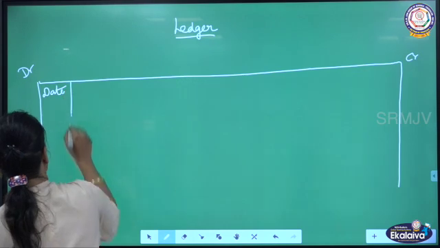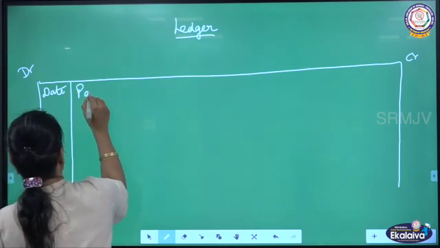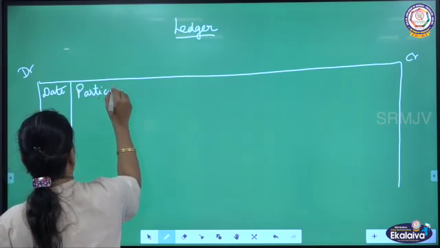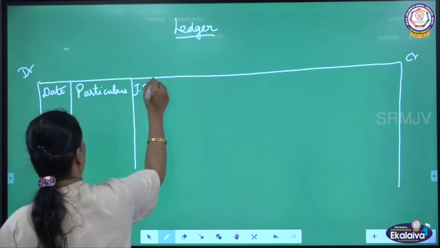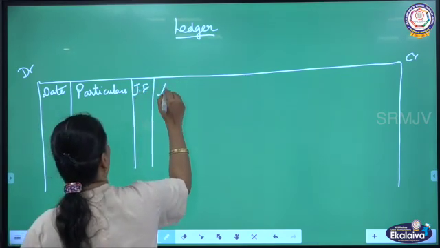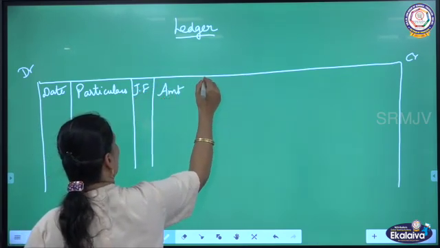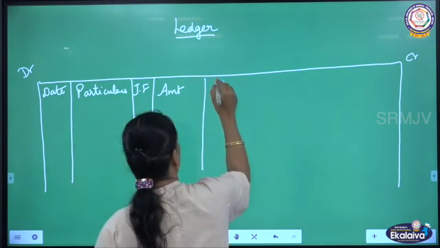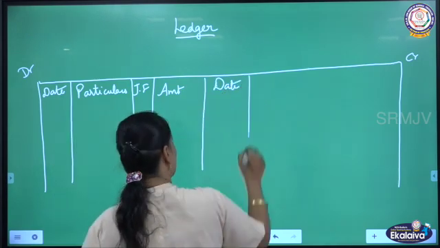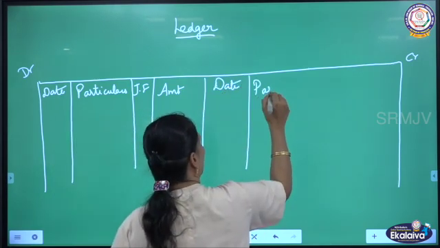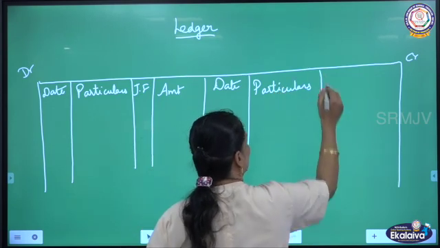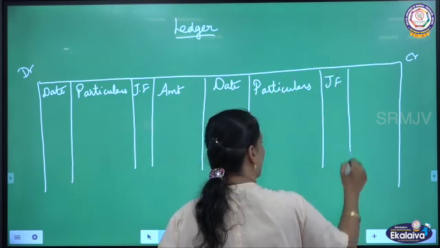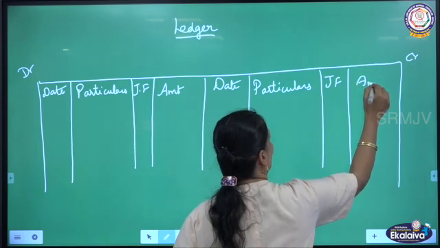Date, particulars, journal folio and then amount. Okay. Same way, date, particulars, journal folio and then amount.